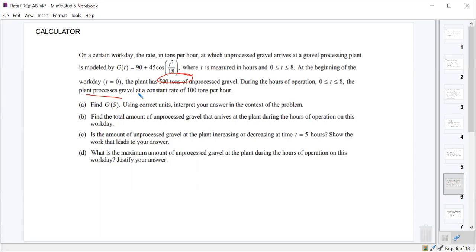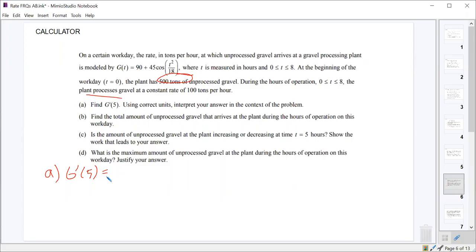First thing we want to find is g prime of 5. That's just a calculator thing. Just write g prime of 5 equals and put an answer. Your calculator will tell you what the derivative is at 5. You don't need to take the derivative. You know how to take it if you had to, right? The 90 would go away, and you'd get 45 times the negative sine of t squared over 18 times the derivative of t squared over 18. You could do that, but don't do that in the calculator section.